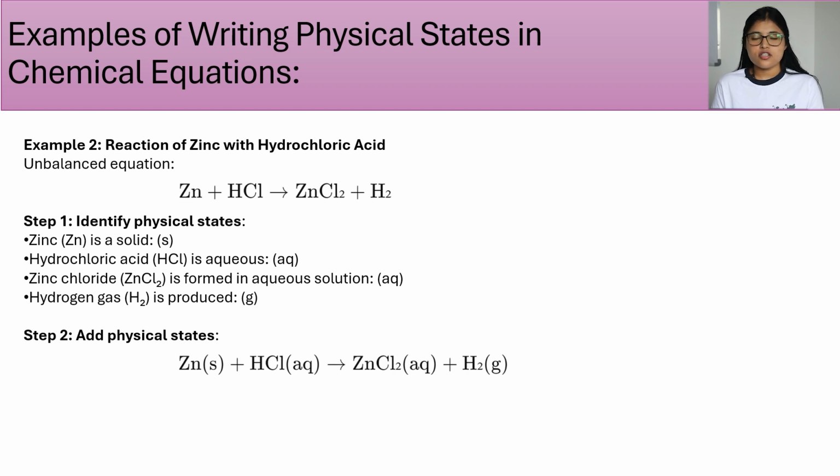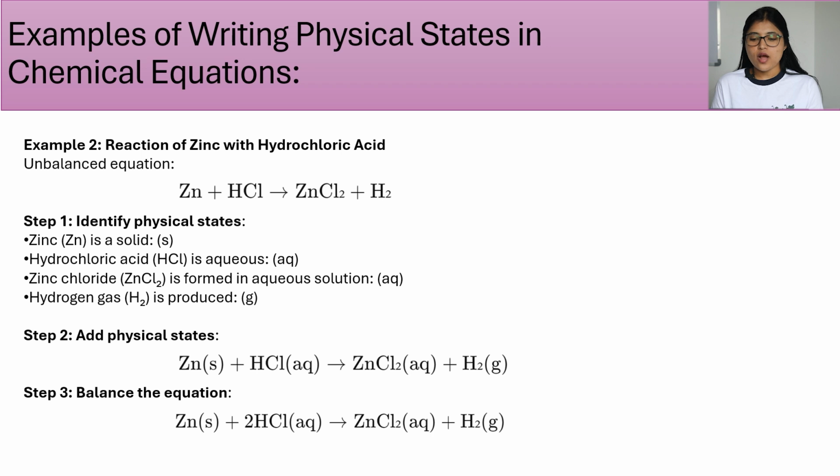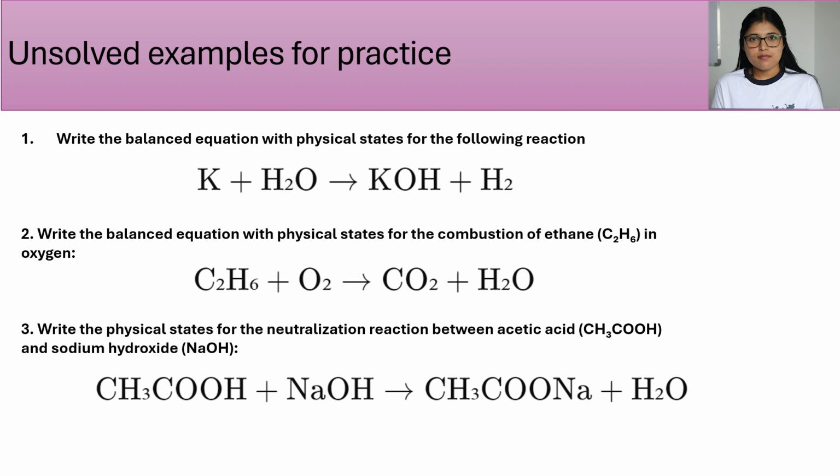The final step is to balance the equation. I've balanced the equation in order to add 2 hydrogens and chlorines on the left hand side, and the equation looks like this. Here are some unsolved examples for practice that you can use for practicing assigning physical states as well as balancing the chemical equations.